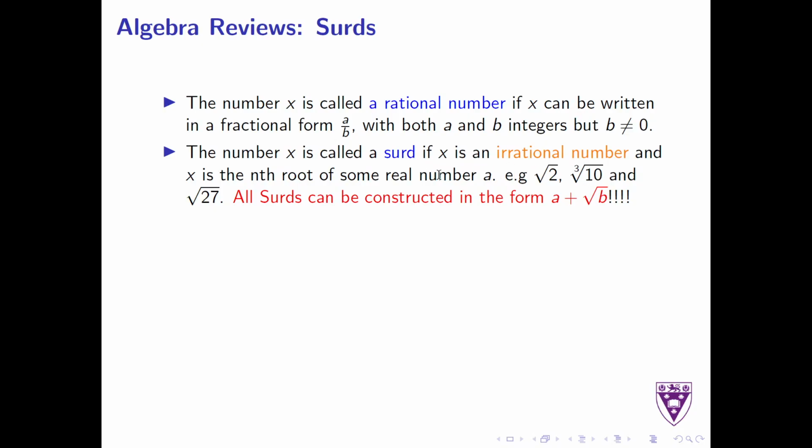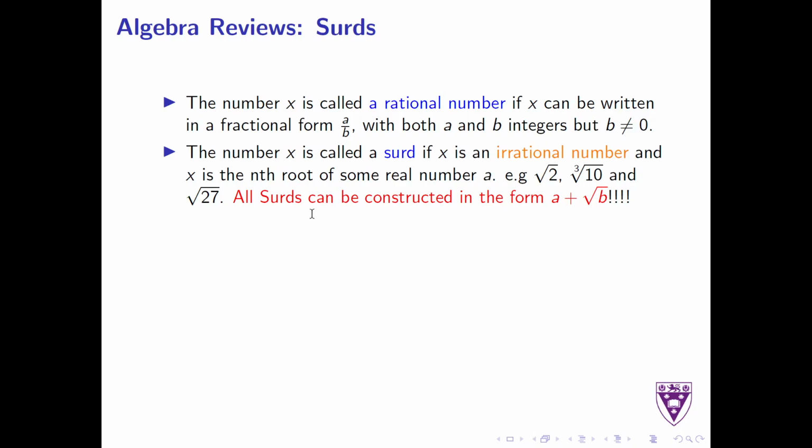For instance, let's say we look at pi. If we look at pi, pi is an irrational number, but pi is not the nth root of some number. So it's not the nth root of these whole numbers, but it is an irrational number. So pi is not a SAD in such cases.